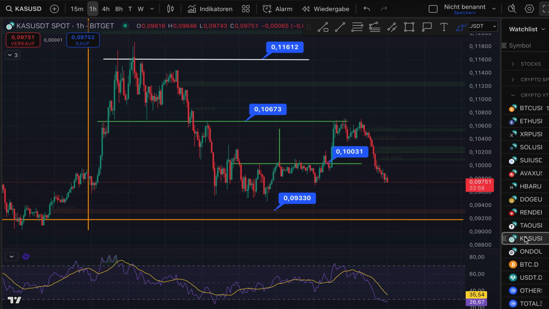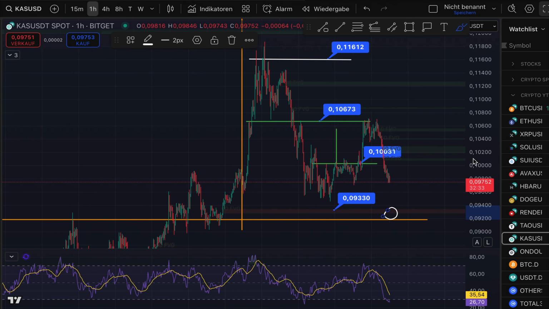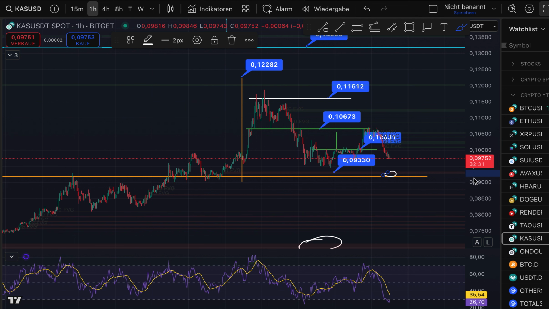So let's move on to Kaspa. Kaspa did here at 10 cents a breakout. Target was the 10.6 cents. We went there, but we didn't break the 10.6 cents to the upside. So basically, since we also lost the 10 cents again, the target is going to be the 9.3 cents to 9.2 cents. And if we lose the 9.2 cents to the downside, then we can think about lower prices, because you can see it here.